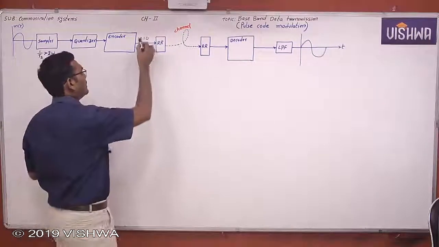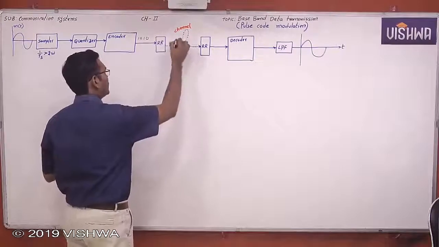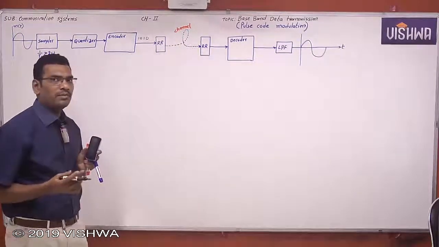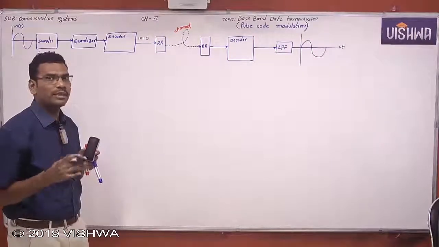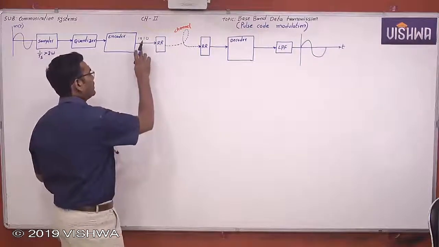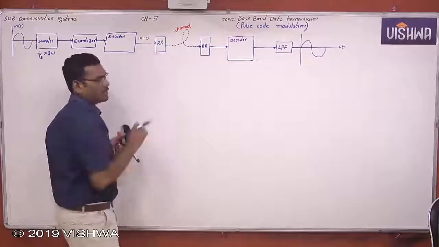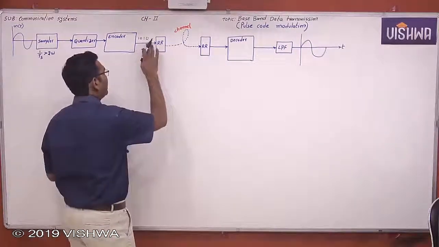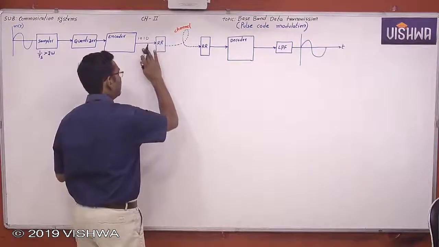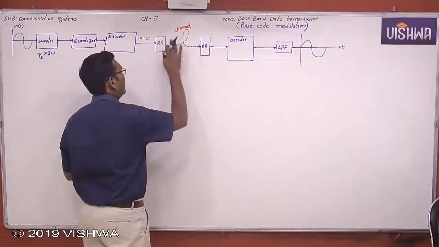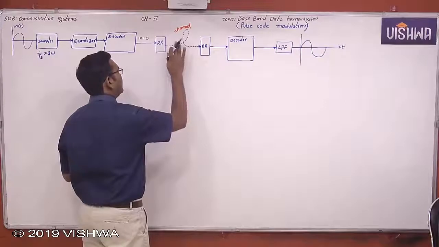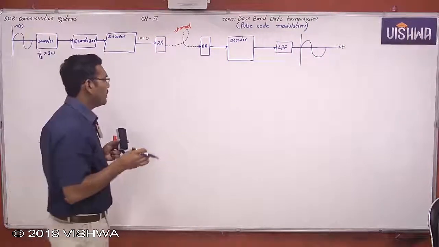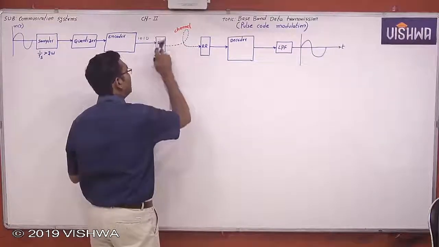Then that signal passes through the channel. Because of the various losses associated with the channel, the signal strength definitely decreases, and it is affected by noise. That noise-affected binary data is applied to a regenerative repeater. The regenerative repeater will eliminate that noise.